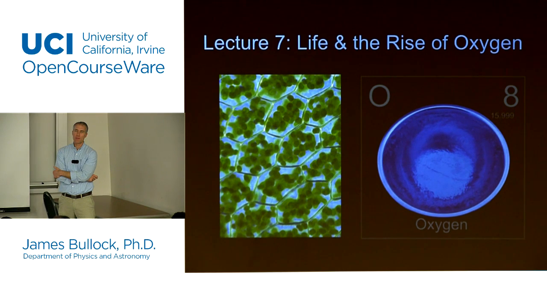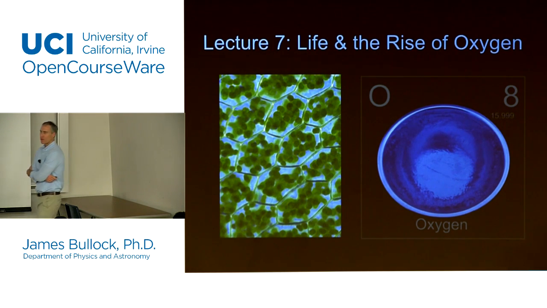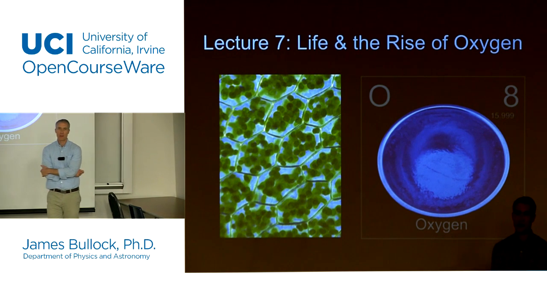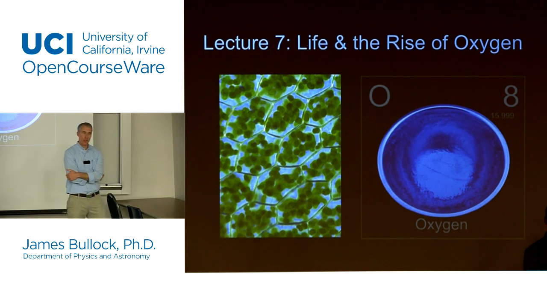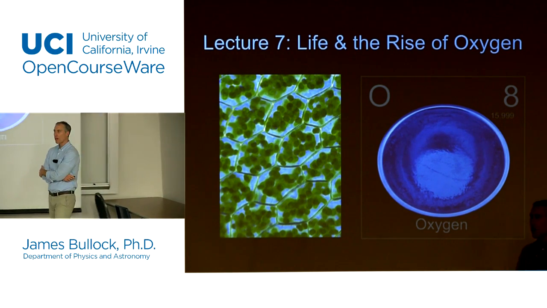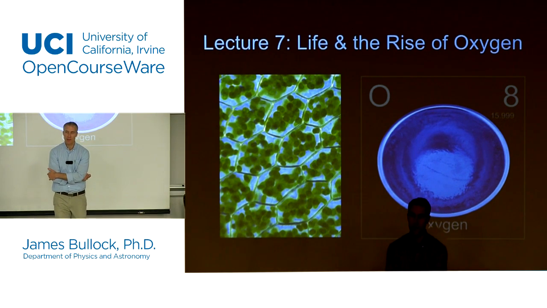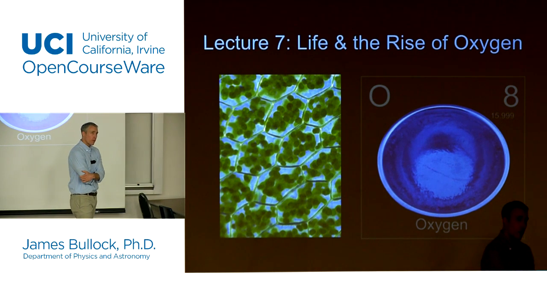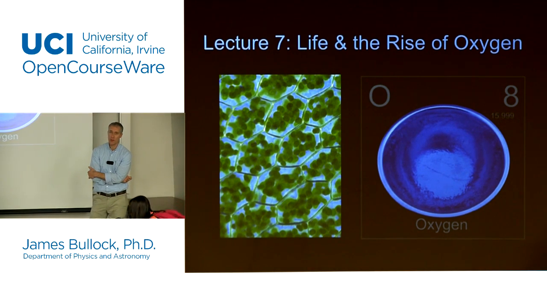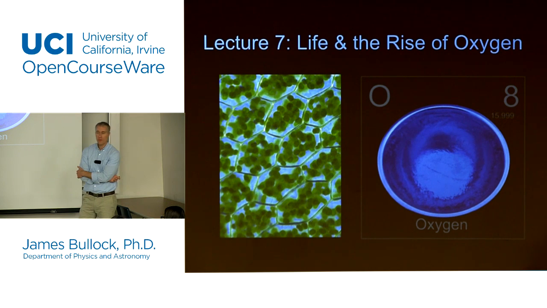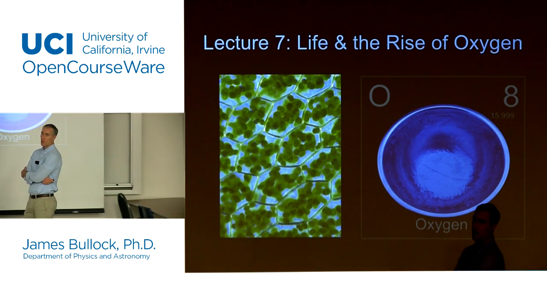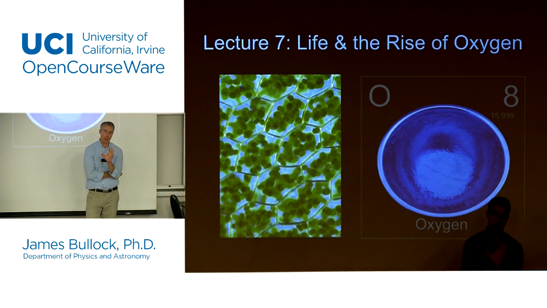This is lecture 7, and lecture 7 is going to be about the rise of oxygen on Earth. Something that we might take for granted, living on Earth, is that we have all this oxygen in our atmosphere. And that oxygen is extremely, extremely important. Not only is it important for us as humans, because we breathe the stuff, but it's important for life. The rise of oxygen on Earth, we think, was fundamentally important to the rise of animal life and all complex life on Earth.